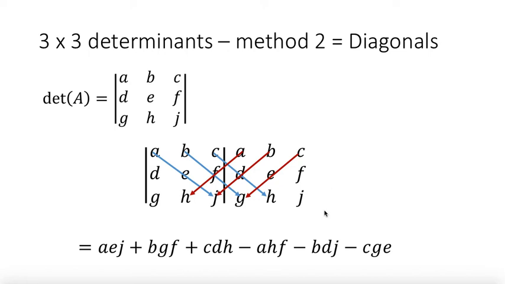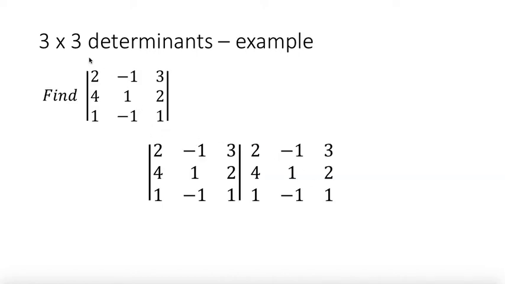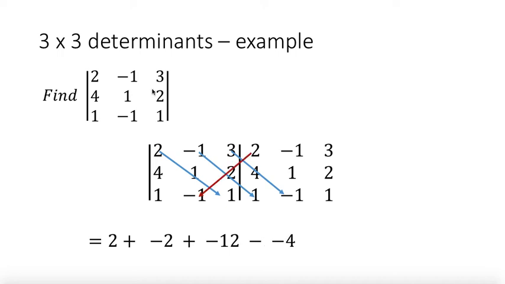Okay, so here's an example of how to use it. If I want to find this determinant, I will go 2 times 1 times 1 plus negative 1 times 2 times 1 plus those three multiplied together, minus 2 times 2 times negative 1, minus negative 1 times 4 times 1, minus 3 times 1 times 1. And do that all together, you get your final determinant. That's how you do 3 by 3 determinants.